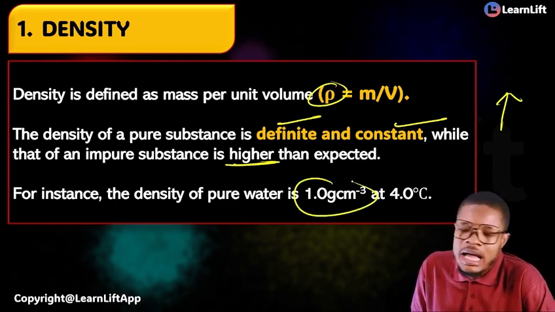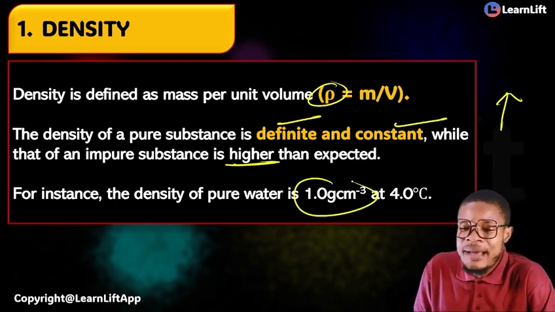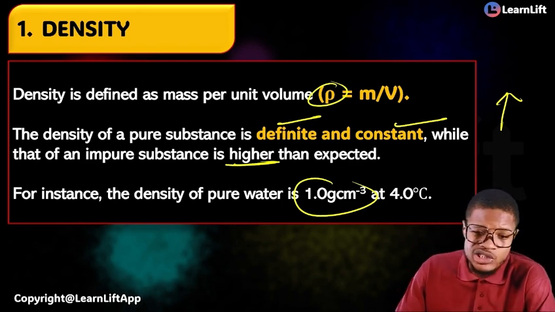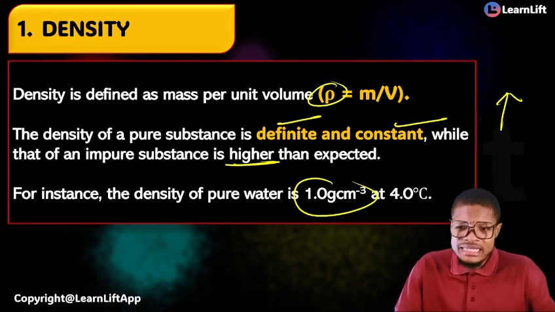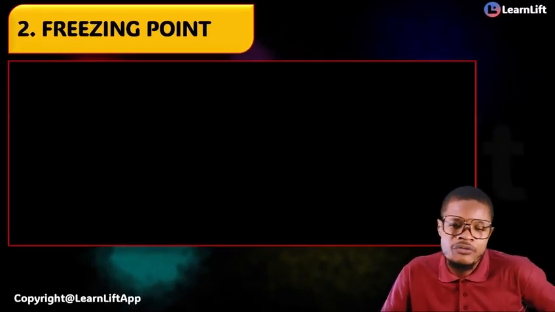It is 1.0 gram per cm cube at 4 degrees Celsius. Now, if you add impurity to it, the density will be greater than 1.0. Are you getting it? Number 2, very quickly, is the effect on freezing point.